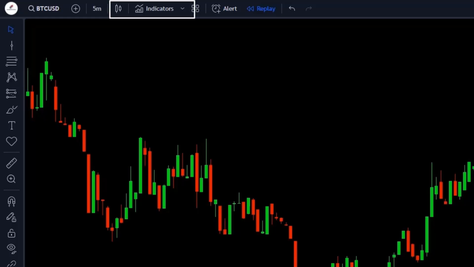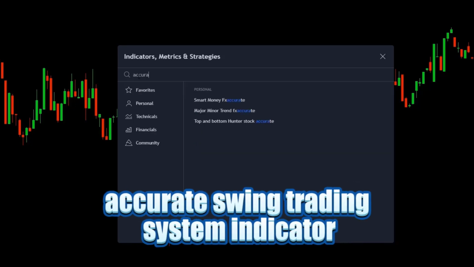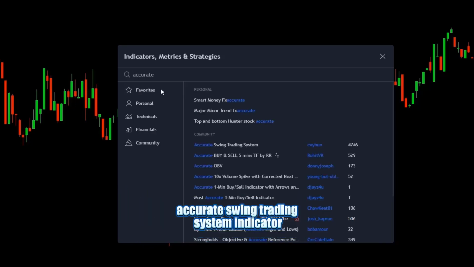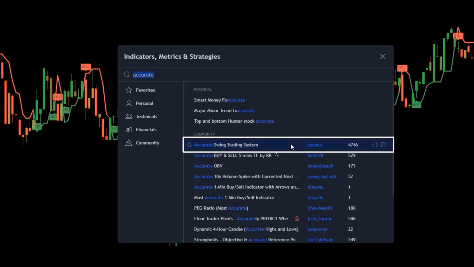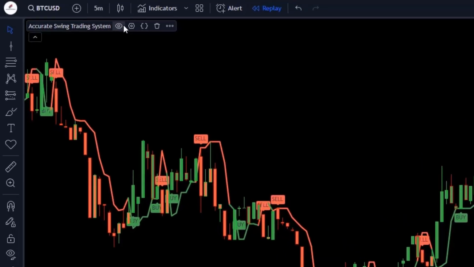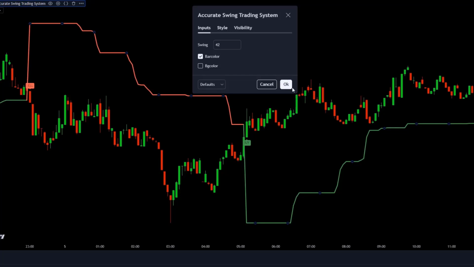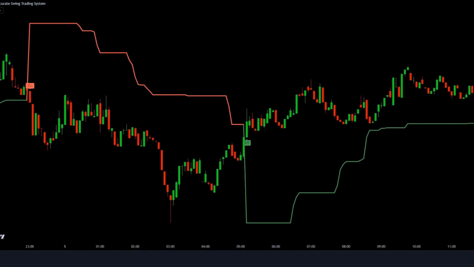First, we click on the search box of TradingView. Here in the search box, search for Accurate Swing Trading System. Add this indicator to the chart. Now click on the settings icon of Accurate Swing Trading System Indicator. In Swing, replace 3 with 42. Save this setting.